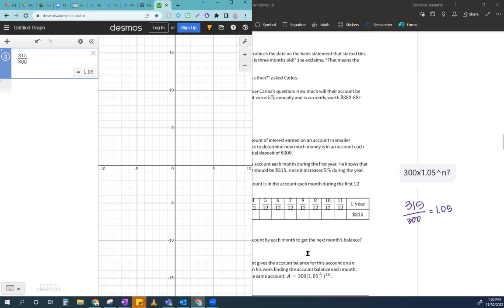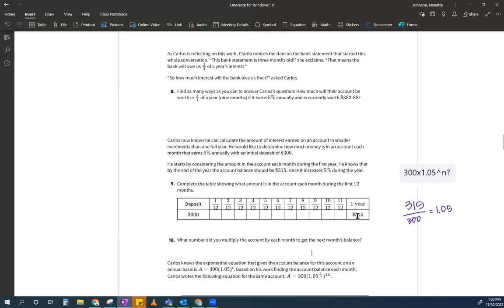Okay. So 315 divided by 300 is 1.05. You all knew that. But then because we have 1, 2, 3, 4, 5, 6, 7, 8, 9, 10, 11, 12 jumps, do you remember us writing this equation, something to the 12th equals 1.05? Do you guys remember that? Do you remember this equation?